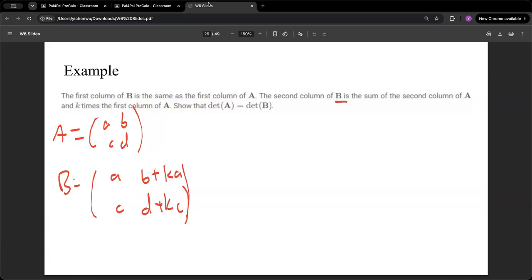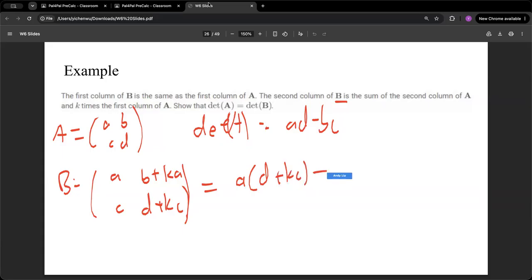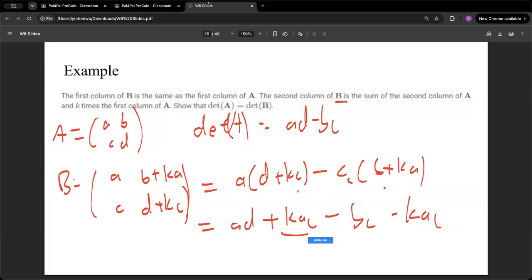And so the determinant of A was AD minus BC. The determinant of B is equal to A times (D plus KC) minus C times (B plus KA). But this is equal to AD plus K times AC minus BC minus K times AC. These two terms cancel out, so this is still equal to AD minus BC. And so that's why the determinant of A is equal to the determinant of B. And we can move on.